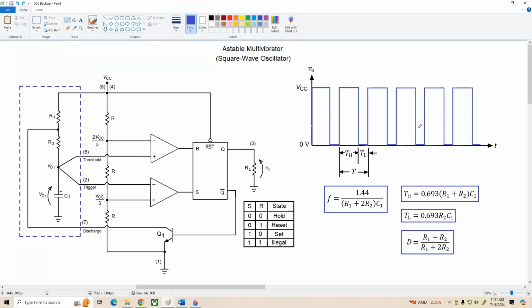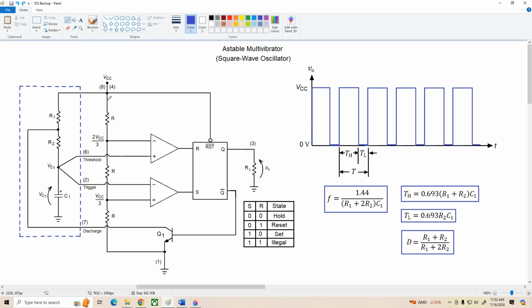Now let's take a look at what's going on inside the circuit. As soon as we apply VCC, we're establishing these reference voltages, 2/3 VCC at this node, 1/3 VCC at this node. Initially the capacitor is discharged, so VC1 is 0 volts. All right, now the output of the upper comparator is 0. The output of the lower comparator is 1, so we're setting the output latch. Q is high, the output is high, and Q0 is low, so this transistor is in cutoff.